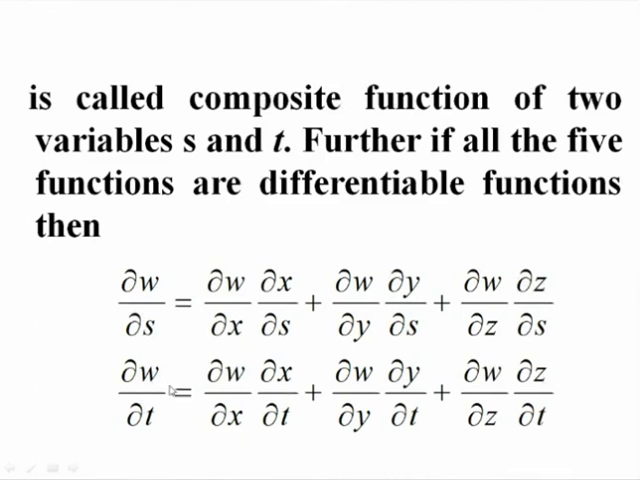If we have w in 3 variables x, y, z, and each is a function of t, so we are collecting all the variables from w. So x, y and z are collected, and from each variable t is collected. So del w by del x into del x by del t. Here we are collecting y from w and then t from y, and here also. So these are the different cases for composite functions. We can consider also different cases.